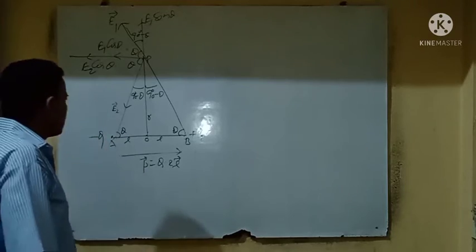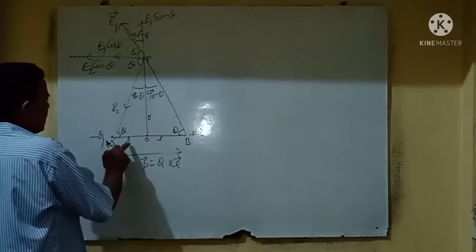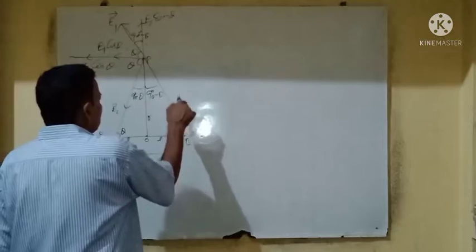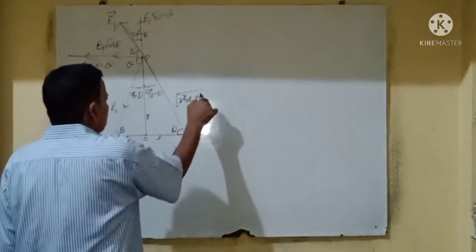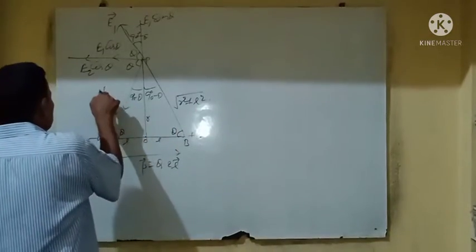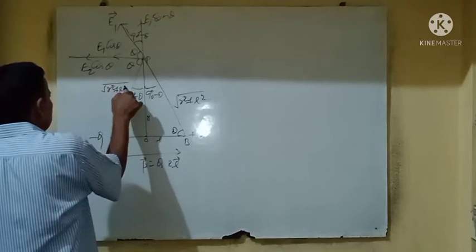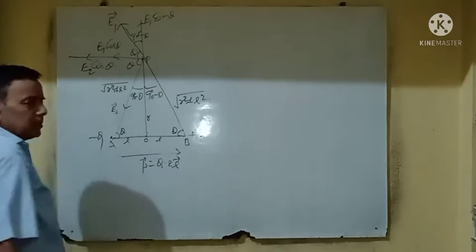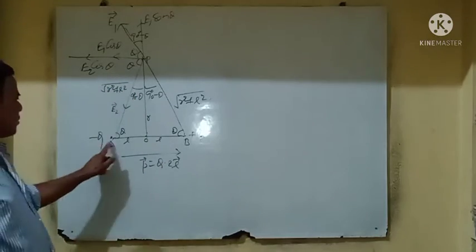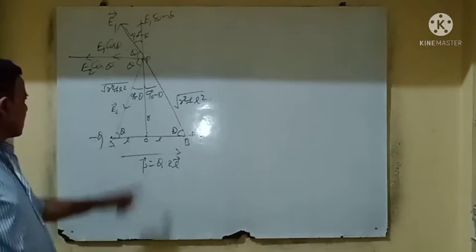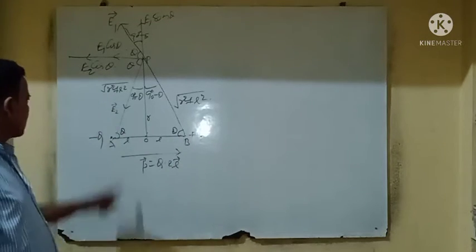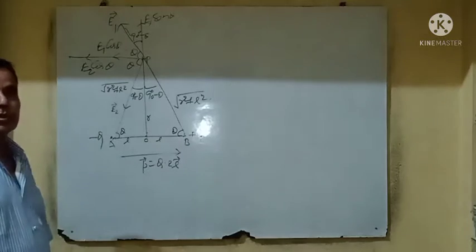Suppose that this distance is R, this is equal to L, so this distance will be equal to root over R square plus L square. The magnitude of charge is equal for both, and the distance is the same, so the magnitude of the electric field will be equal to each other.